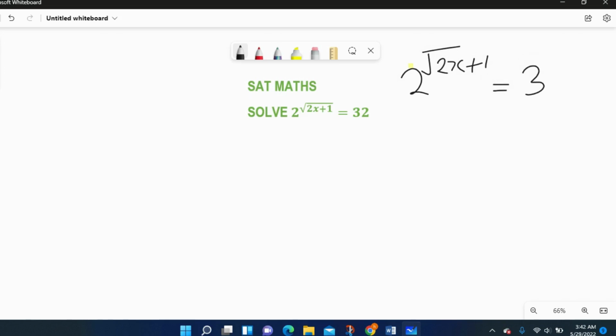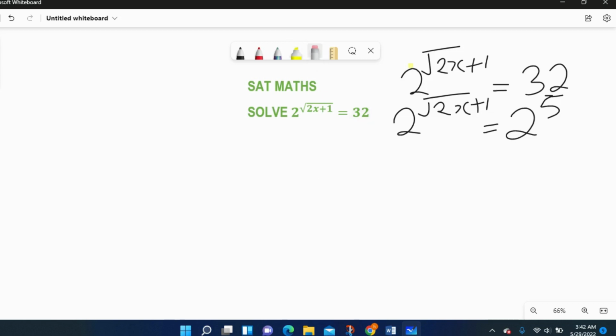is equal to 32. So what we will now do is 2 raised to the power square root of 2x plus 1 equal to 2 raised to the power 5. And that is because 2 times 2 times 2 times 2 times 2 is equal to 32.